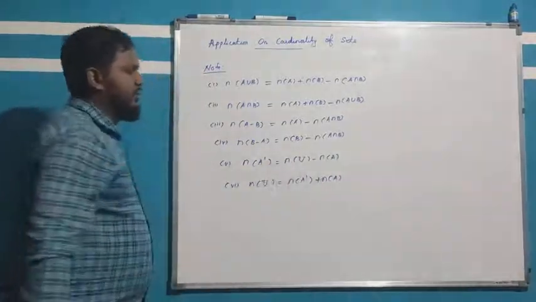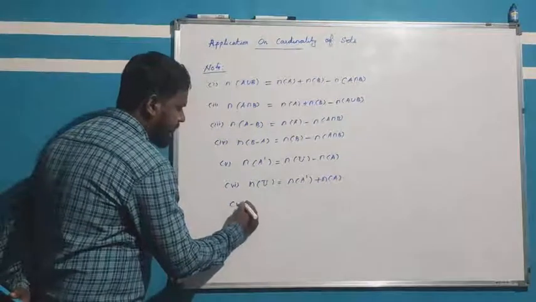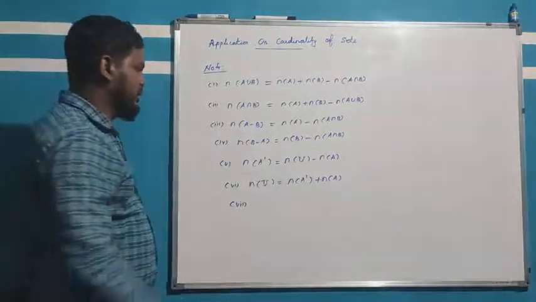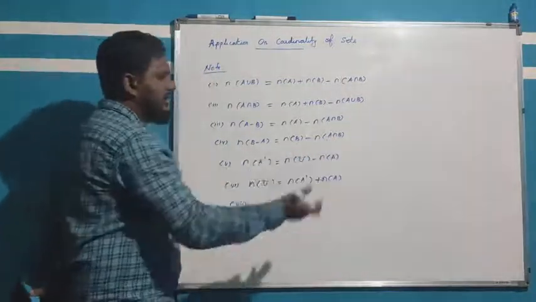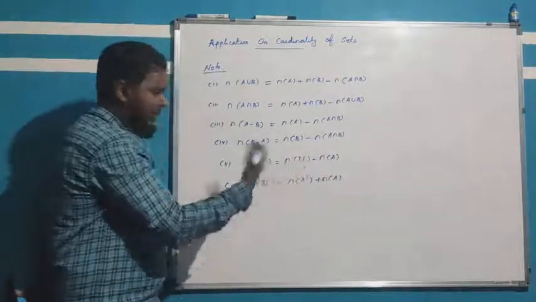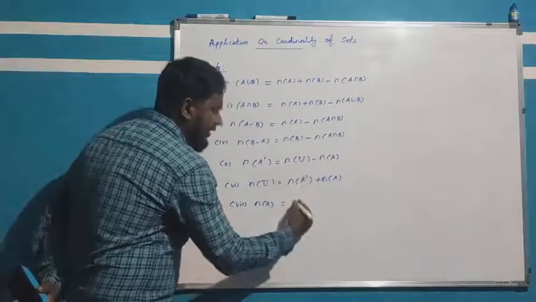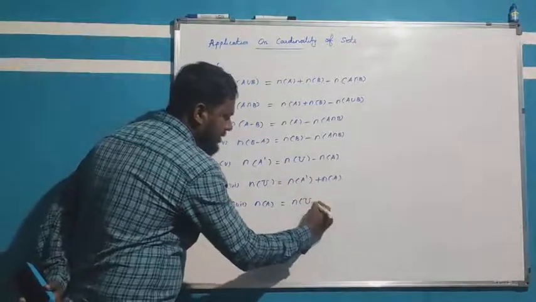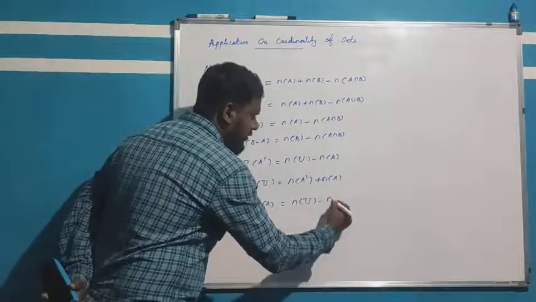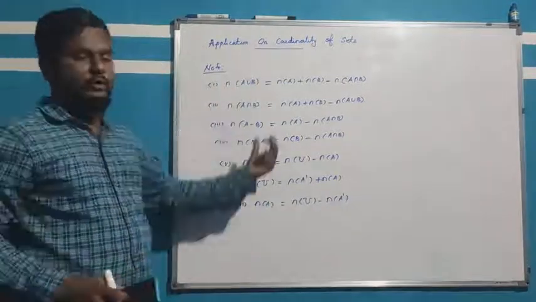According to that, how can we find n of A? We can check here. Interchange LHS and RHS: n of A dash goes to the RHS, and minus n of A goes to the LHS. So n of A is equal to n of U minus n of A dash. In this way we can find the application of cardinality of sets.